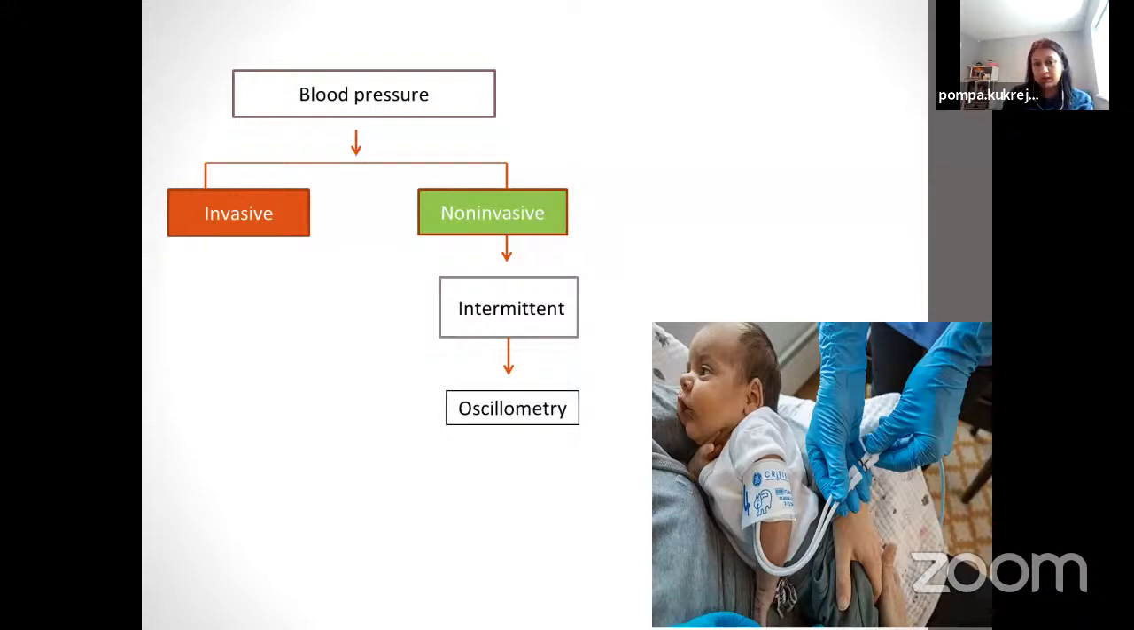We are talking about, this is intermittent. You can't get a continuous reading. So that is what the problem is. And also in pediatrics, you will have different cuff sizes. And so that needs to be taken into account. It's not a one size fits all. And that is why you can get so many discrepancies in blood pressure when you're doing non-invasive blood pressure monitoring in children.